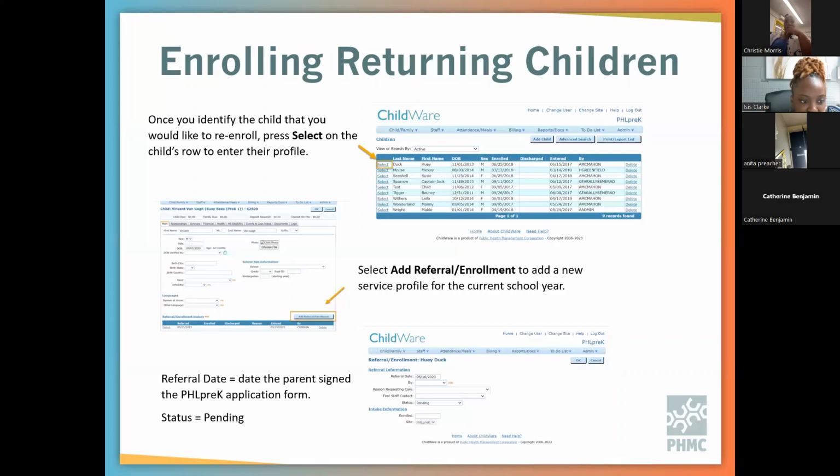So all that you need to put into these fields is that referral date, which would be the date that the parent signed their PHL pre-K application, and set the status to pending. The status is always set to pending until the PHL pre-K staff have sent a notice of approval of the child's enrollment, and the PHL pre-K staff members will input the enrollment date and set the status to enrolled.